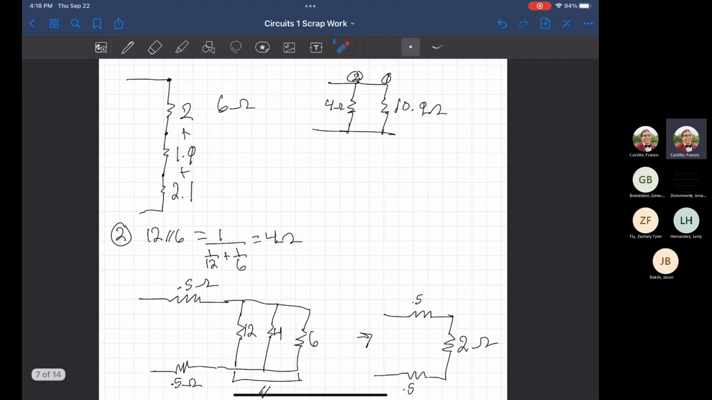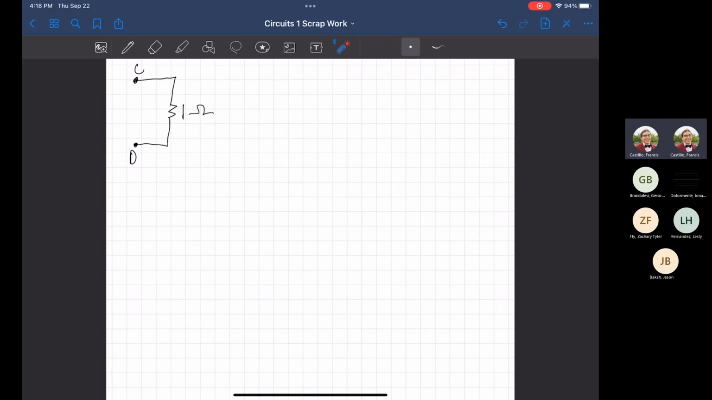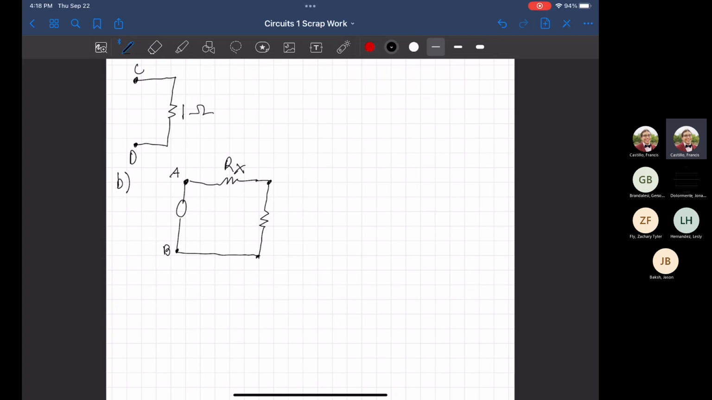So let's see where we can go from there. We know that the circuit is going to be this way. We know that the circuit is going to be looking like this. So here's node A, our current source, node B. Here is our resistor value Rx that we don't know currently. And then here's what we just found on our side, which is just the 1 ohm that we just found, node C, node D, positive and negative, current is traveling upwards.